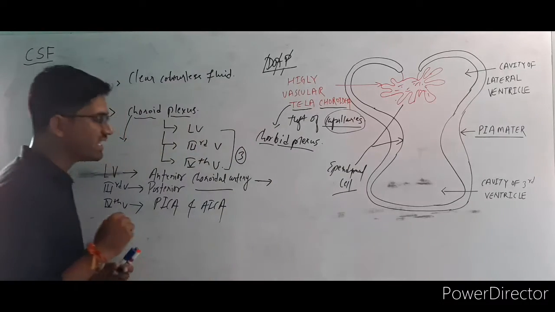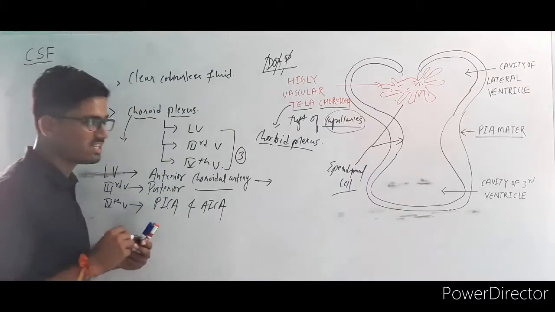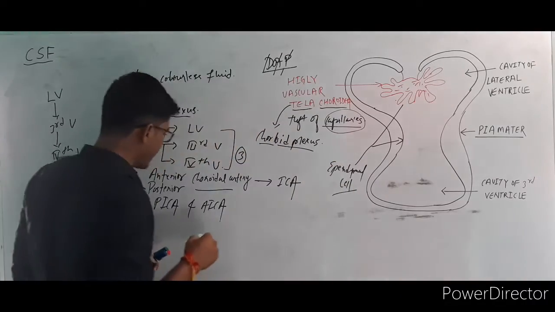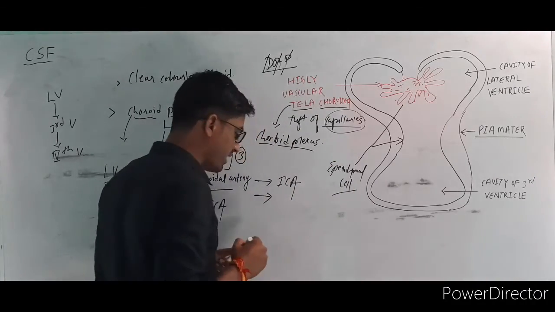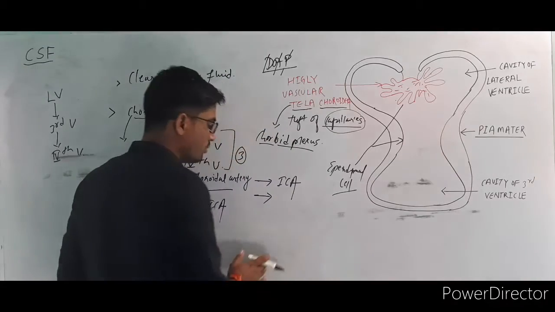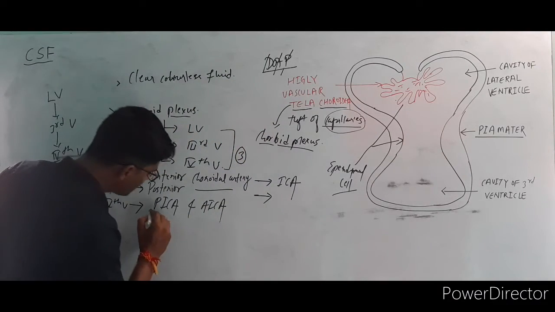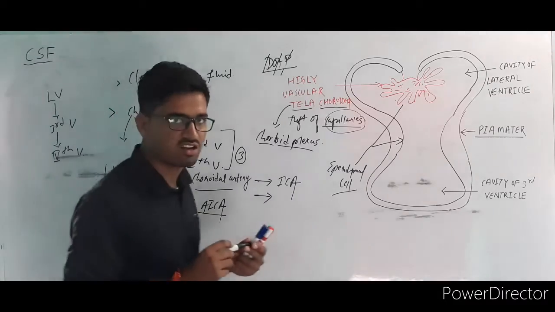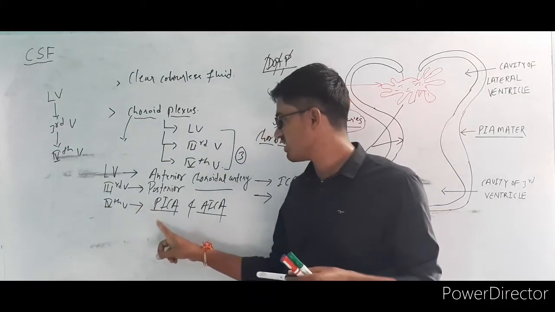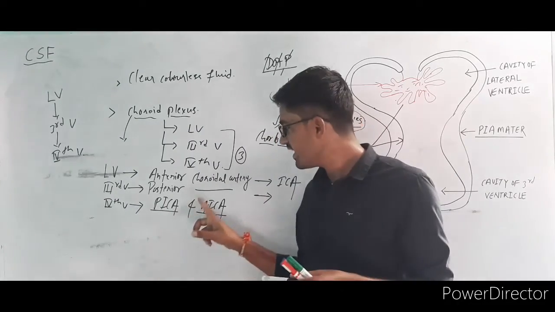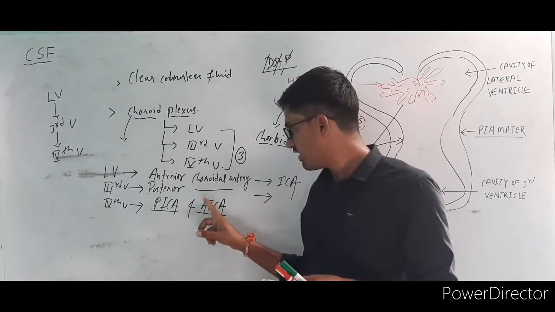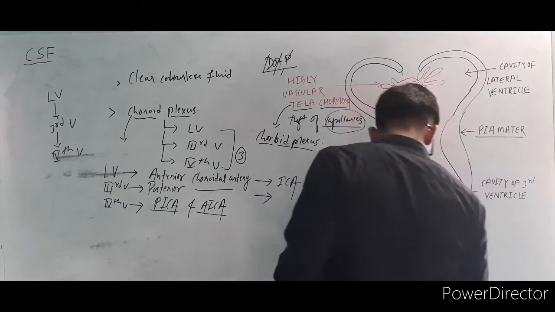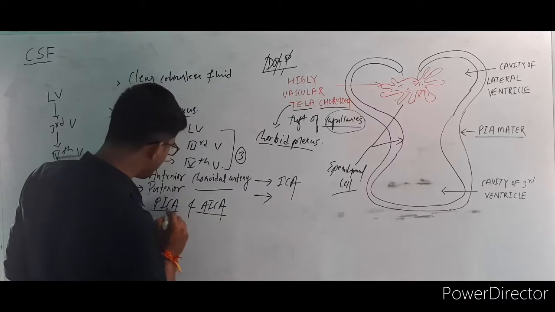Tell me, the anterior choroidal artery is a branch of the internal carotid artery. Can you tell me, the posterior choroidal artery is a branch of? What are this PICA and AICA? PICA means posterior inferior cerebellar artery. And here, anterior inferior cerebellar artery. Right. So this is the PICA and AICA.